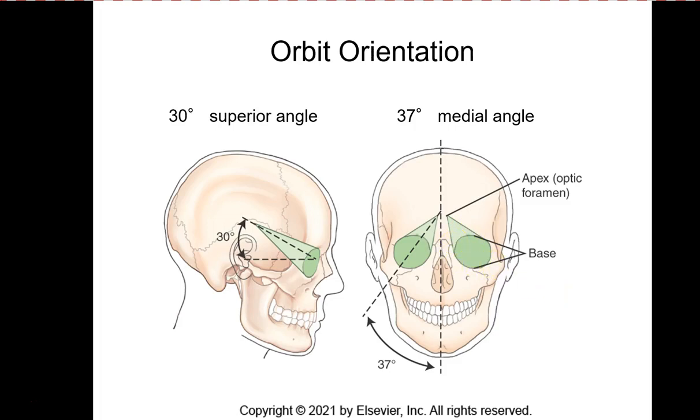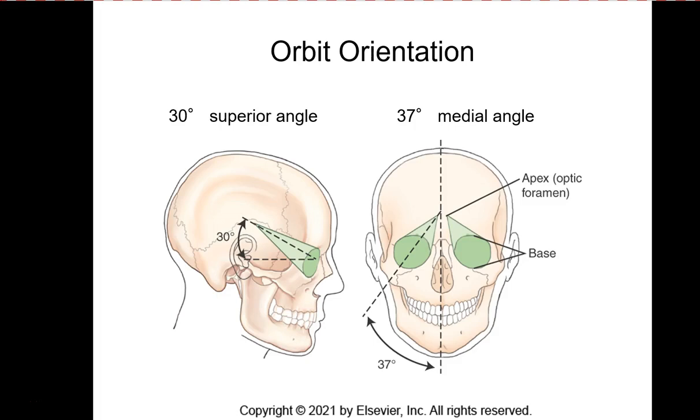The posterior portion of the cone is known as the apex, and you can see that point here or here. Of course, apex always refers to a point. The apex corresponds to the region of the optic foramen through which the optic nerves pass.